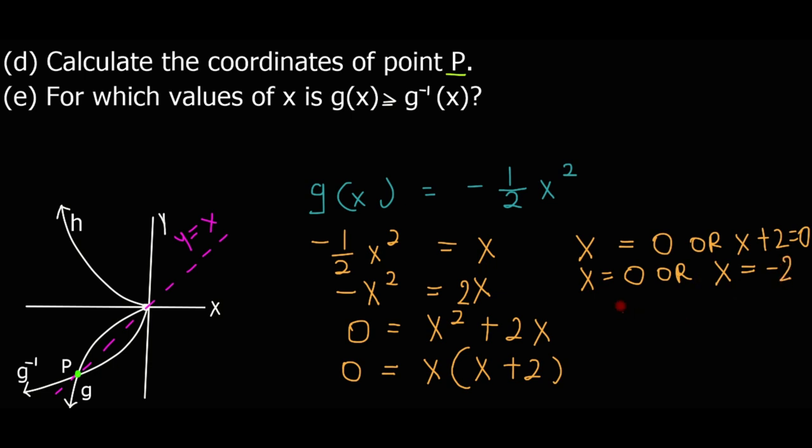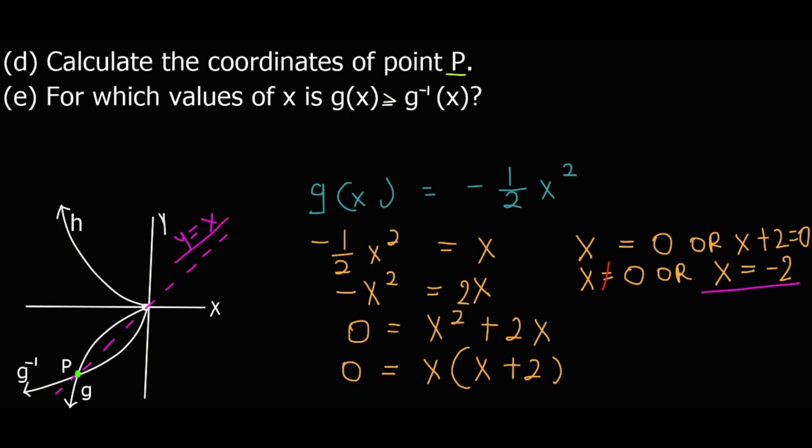But notice that for this graph they told us that x is less than 0. The condition tells us that x is not included. So we say x is not equal to 0, but x equals negative 2. And now I have to find the corresponding y value. I look at this x of negative 2 and substitute either in this inverse, or in this g, or in this y equal to x. But remember the easy way, which is to substitute here.